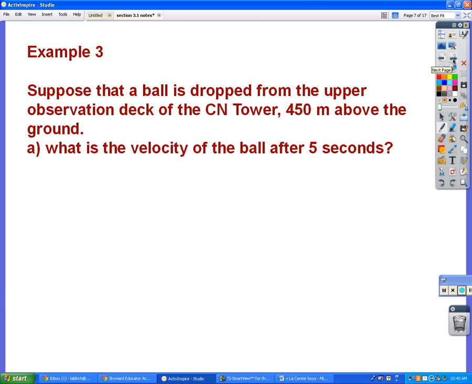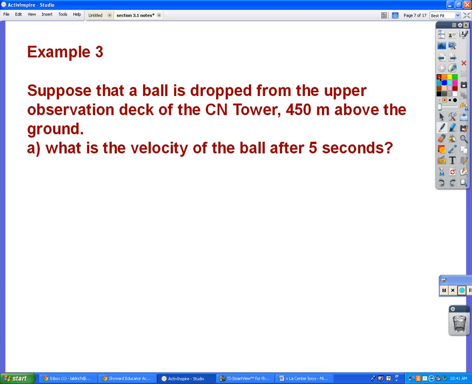Okay, so for example, suppose that a ball is dropped from the upper observation deck of the CN Tower, 450 meters above the ground. What is the velocity of the ball after 5 seconds? I believe that we did this one already, right? The way we did it, maybe even the very first week of school, is we took the equation and we plugged in numbers that were closer and closer to 5. And we figured out what the average velocity was getting closer and closer to. Do you remember that? And we took that as our answer.